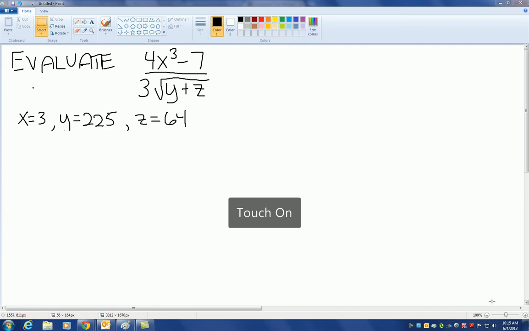Well, the first problem in last night's homework is the one a lot of people had a lot of problems with. So let's go through what's going on with that. We're asked to evaluate the expression 4x cubed minus 7 over 3 times the square root of y plus z when x is 3, y is 225, and z is 64.